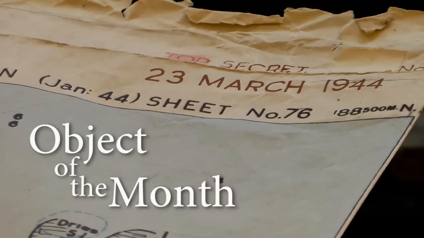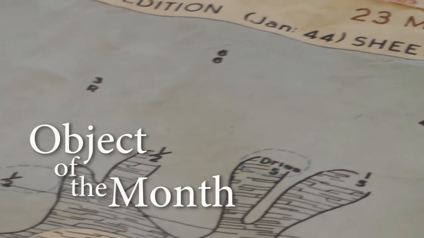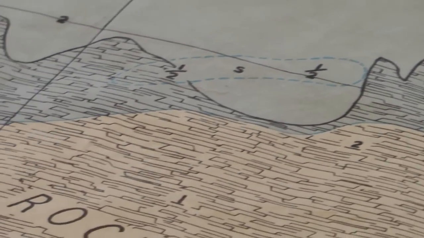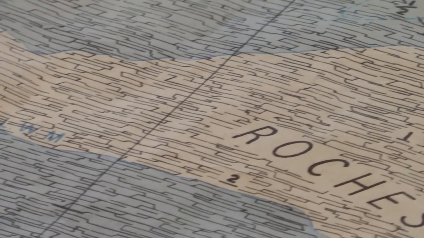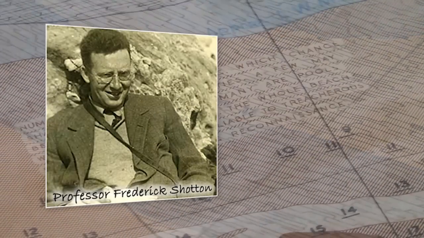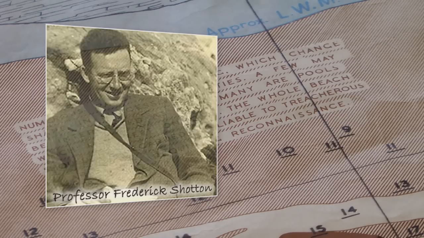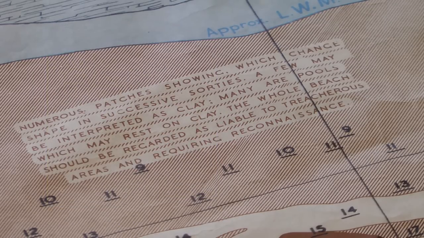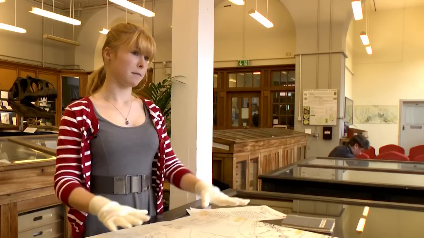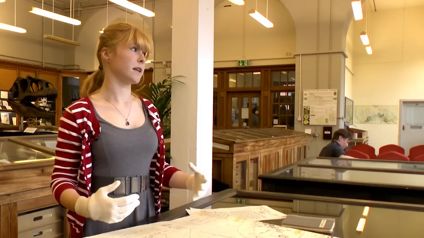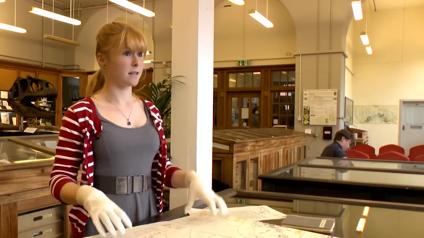So this map is a map of Normandy, well, part of the Normandy beaches, and it was produced partly by Professor Frederick Shotton, who was a Professor of Geology here at the University of Birmingham. And before he got into making maps, he was involved in studying the Pleistocene period in the East Midlands.